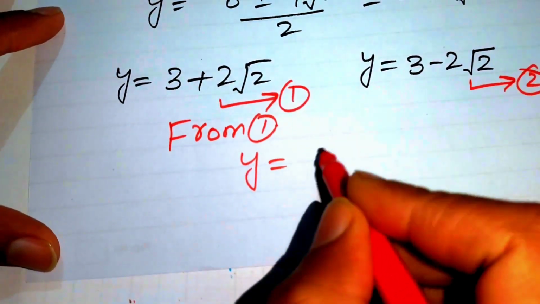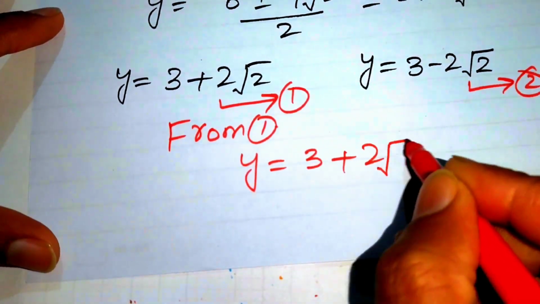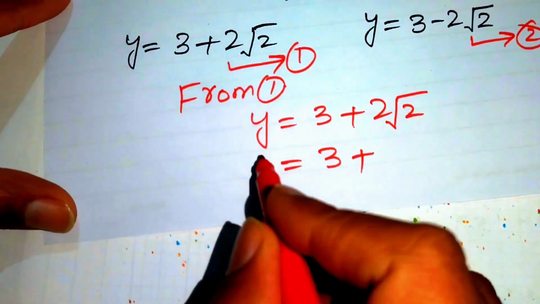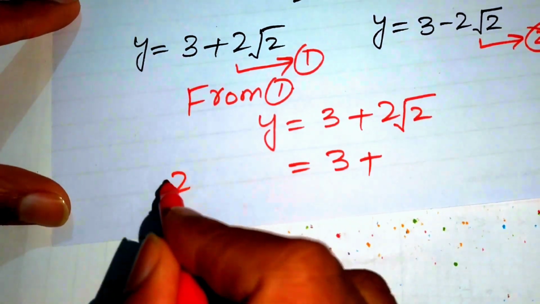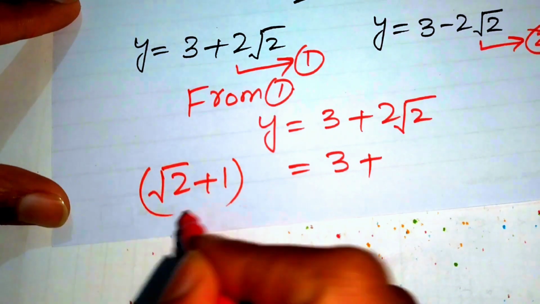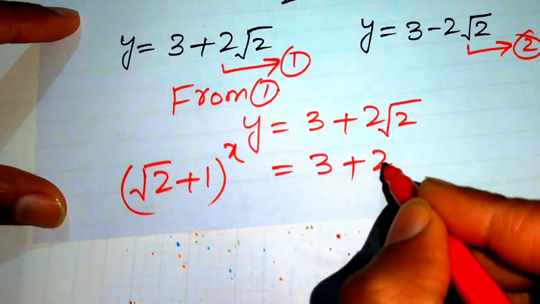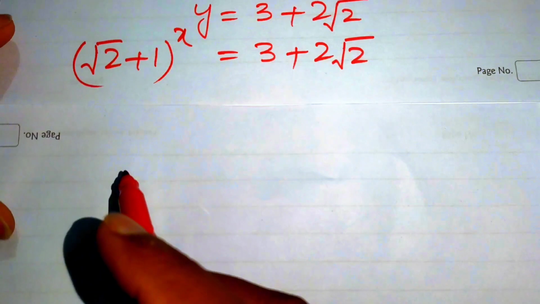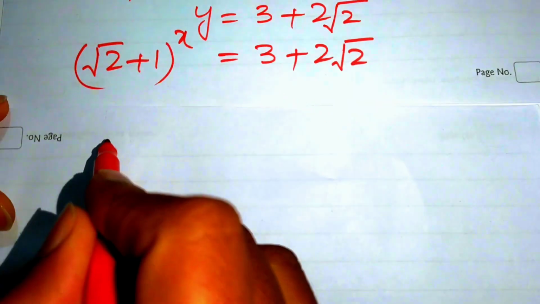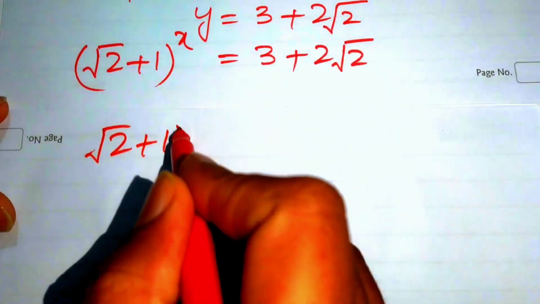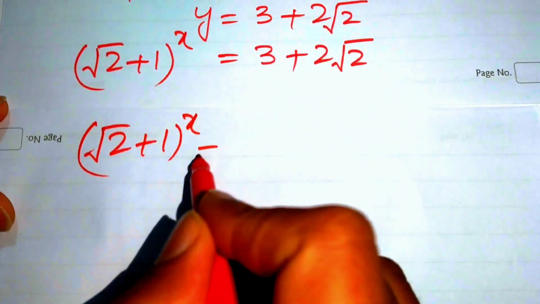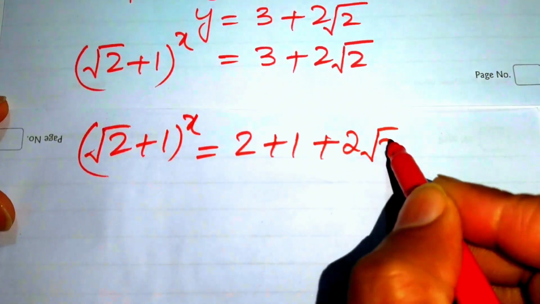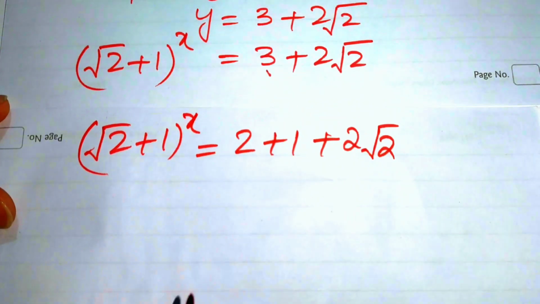So from 1 we have y equals 3 + 2√2, and we put the value of y, and our y is (√2 + 1)^x, which equals 3 + 2√2. And now in the next step we write this 3 as 2 + 1, so the left hand side is (√2 + 1)^x equals 2 + 1 + 2√2.